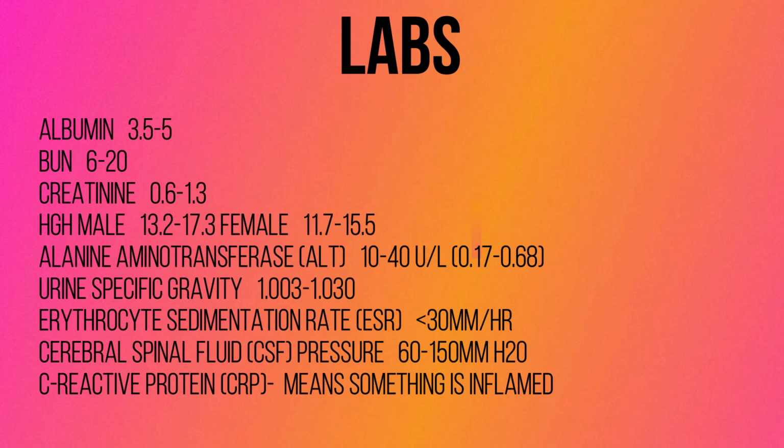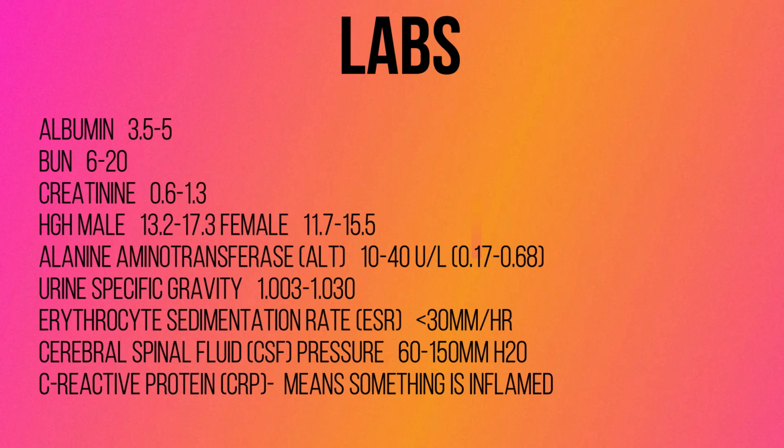Now we go on to hemoglobin. Hemoglobin is a part of the red blood cell that carries oxygen from the lungs to other parts of the body. So for males, it's 13.2 to 17.3, and females, 11.7 to 15.5. And I didn't add this in, but hematocrit, abbreviated HCT, shows you how much red blood cell the body's making. So if those are low, it's symbolizing anemia.